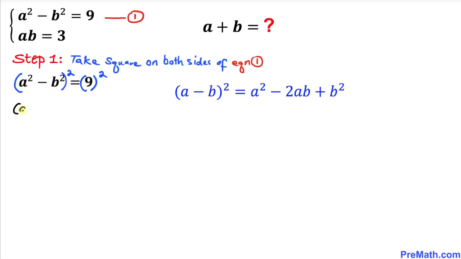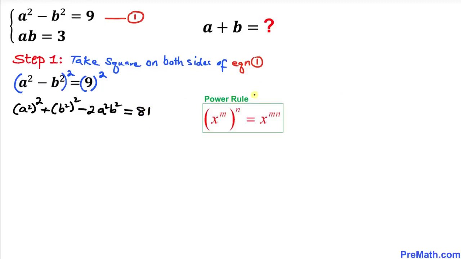We can write this one as a square and then whole power 2, and then likewise b square and then whole power 2, and then minus 2 times a square times b square, and on the right hand side 9 square is the same as 81.